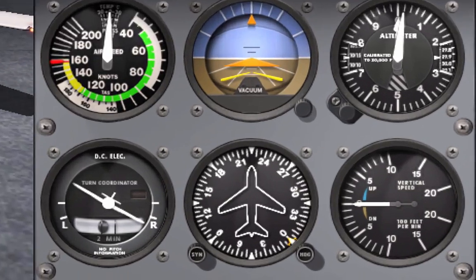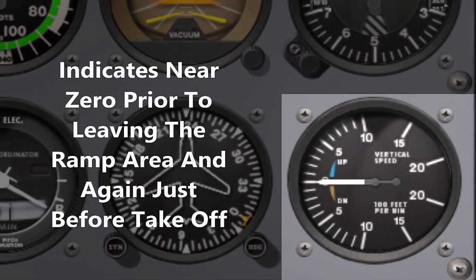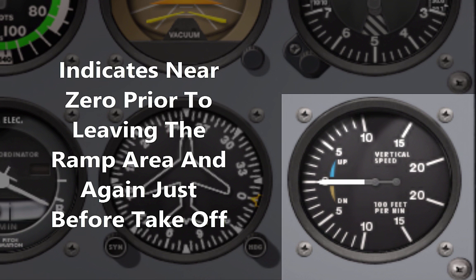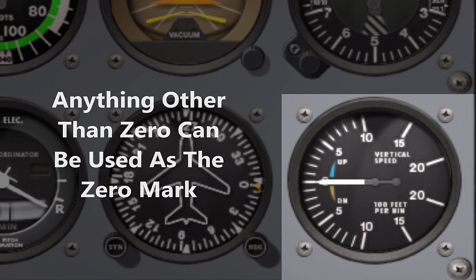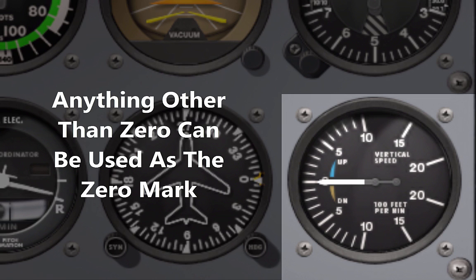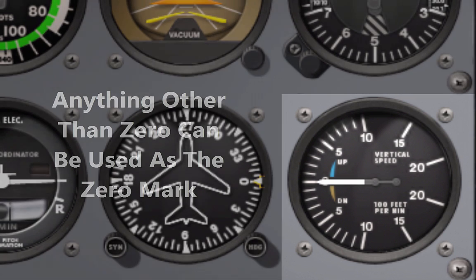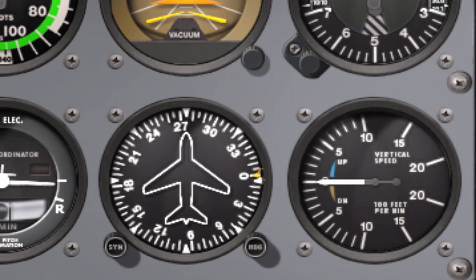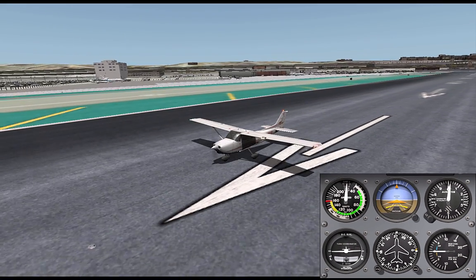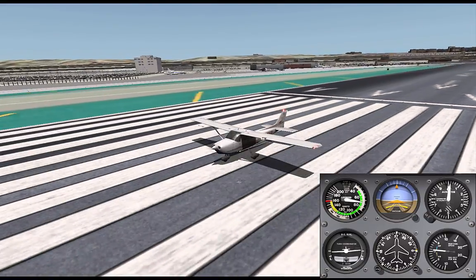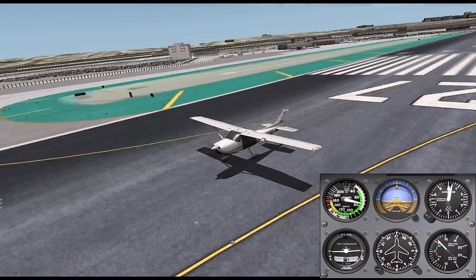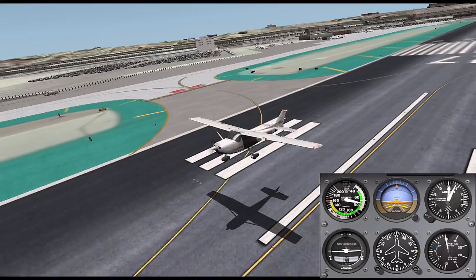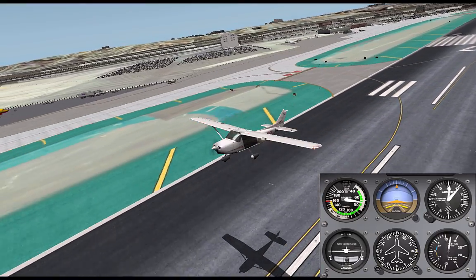Make sure the VSI indicates near 0 prior to leaving the ramp area and again just before takeoff. If the VSI indicates anything other than 0, that indication can be referenced as the 0 mark. Normally, if the needle is not exactly 0, it is only slightly above or below the 0 line. After takeoff, the VSI should trend upward to indicate a positive rate of climb, and then, once a stabilized climb is established, a rate of climb can be referenced.